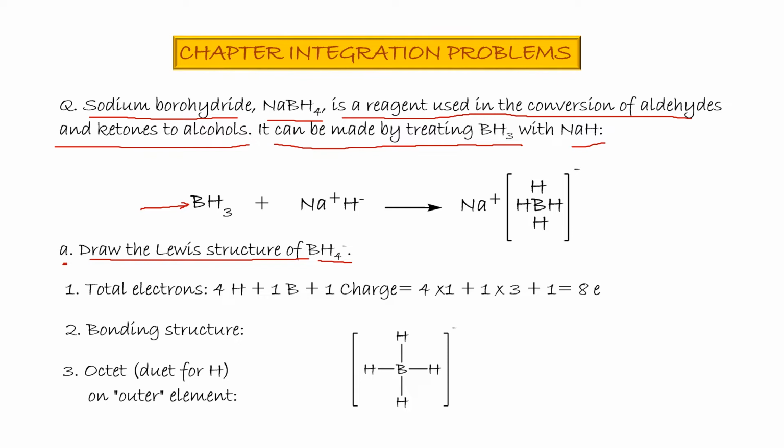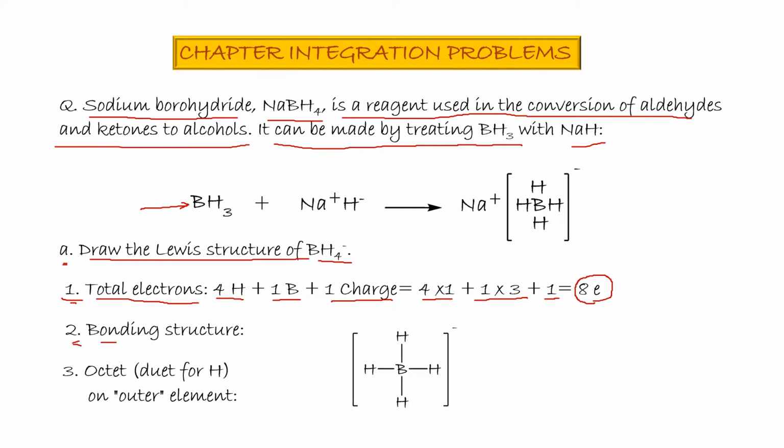We used to do the following. Number 1, count the total valence electrons. So 4 hydrogens, 1 boron, and 1 charge. 4 times 1, 1 times 3, plus 1 charge gives 8 electrons total.